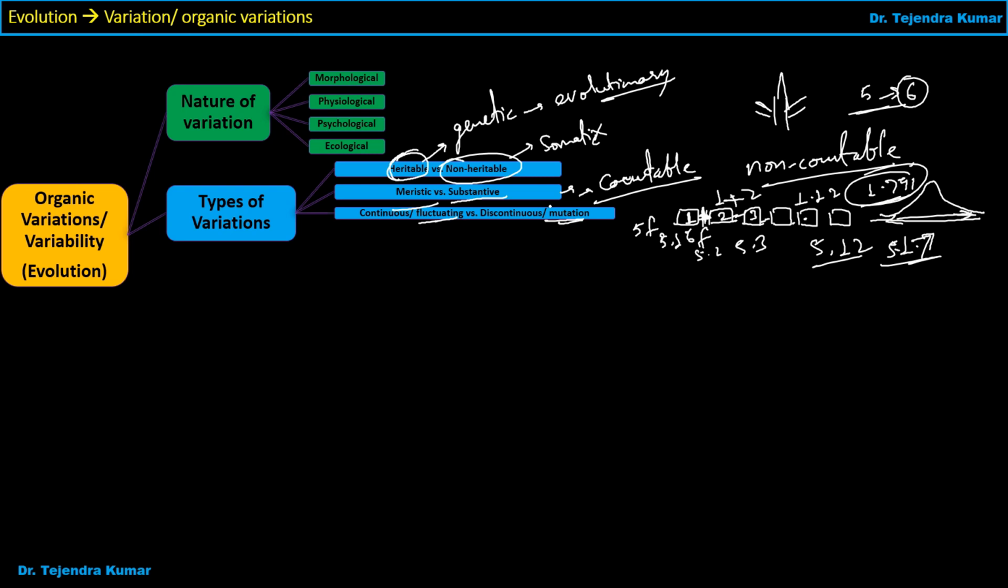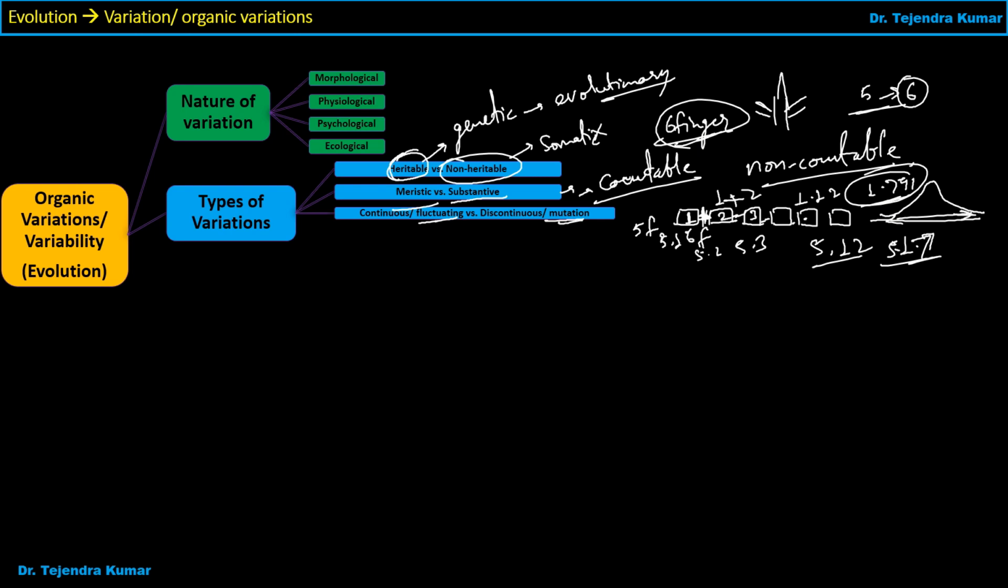If you look at their characters, we can find examples, as we had seen one above, like six fingers. Generally five fingers are there, we know, but sometimes a few people have six fingers in their hand or in their leg. So this is an example of the discontinuous type of variation, because generally it is not seen.